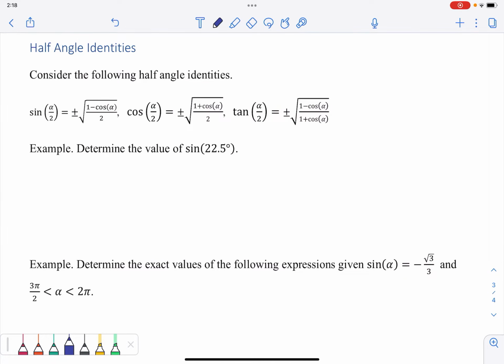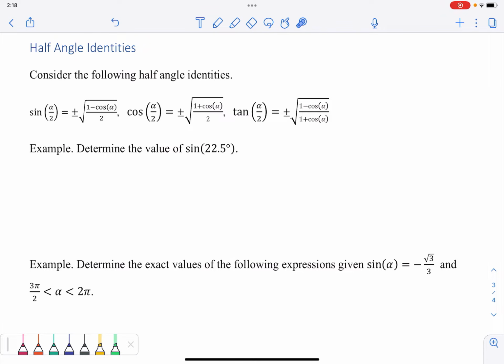Let's look at the half-angle identities. So consider the following half-angle identities. I have sine of alpha over 2 equals plus or minus the square root of (1 minus cosine alpha) all over 2. Cosine of alpha over 2 is plus or minus the square root of (1 plus cosine of alpha) all over 2. And tangent of alpha over 2 equals plus or minus the square root of the quantity (1 minus cosine alpha) over (1 plus cosine alpha).